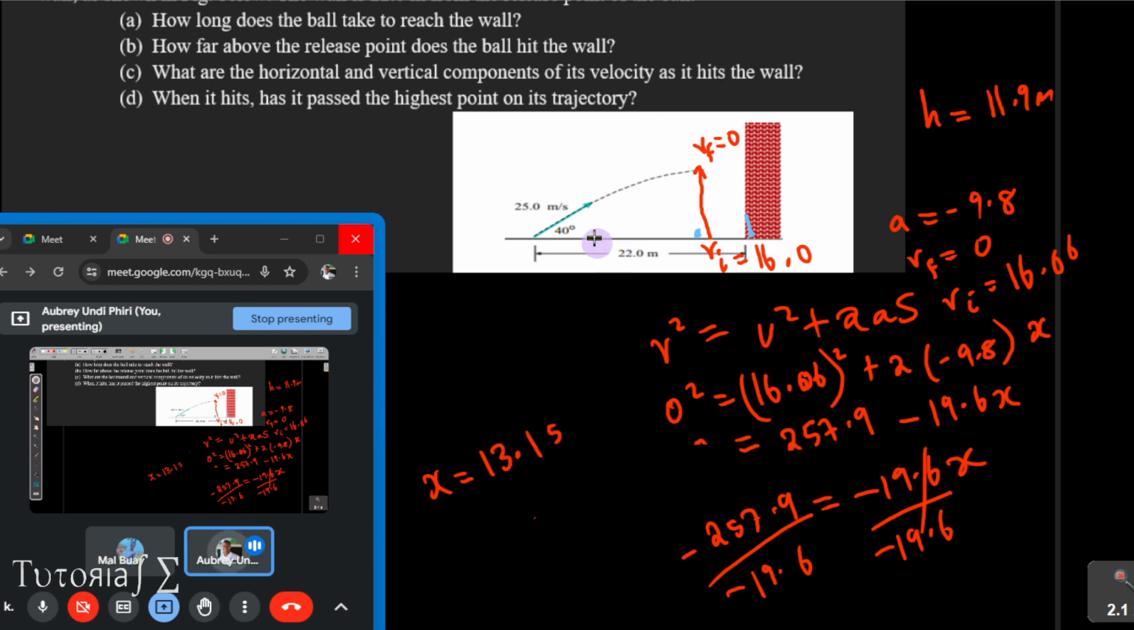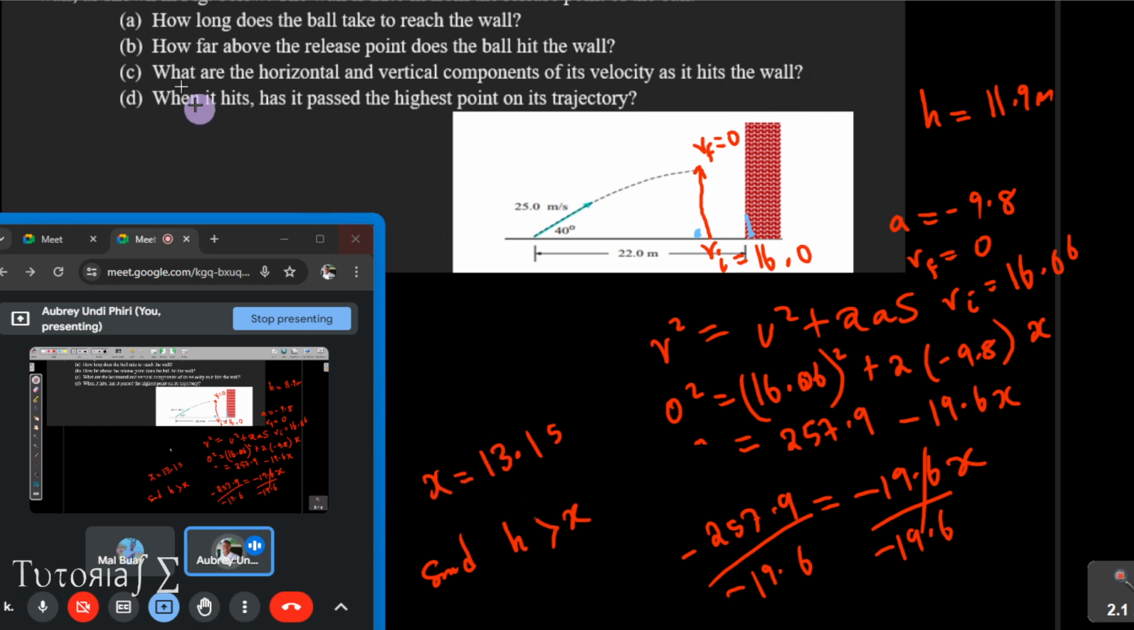Okay, so now let's look at this. The height at which it hits the wall is 11.9 meters, and the maximum height is 13.15 meters. Did the ball pass its maximum height when it hit the wall? No, it didn't. Very good. So you make a conclusion.